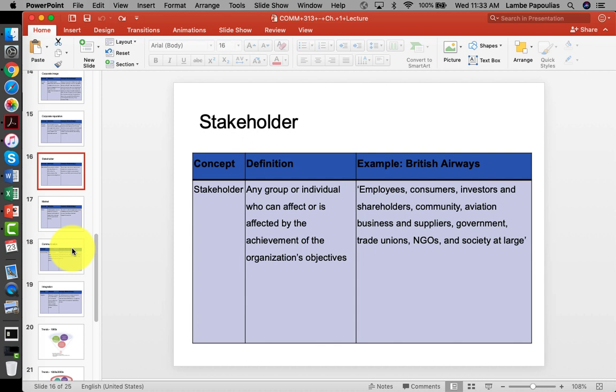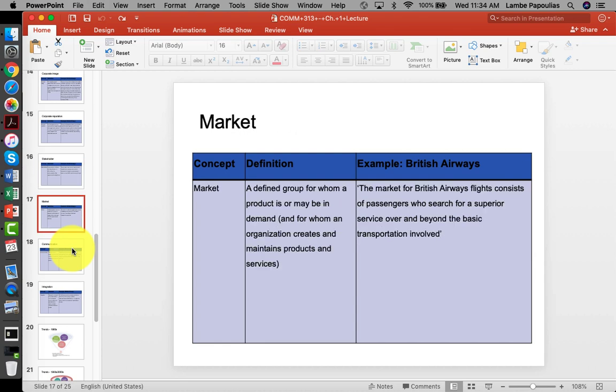So we have stakeholders. This is any group or individual who can affect or is affected by the achievement of the organization's objectives. So for British Airways, you have employees, consumers, investors, shareholders, the community, aviation business, the suppliers, government, trade unions, NGOs, and society at large. So the people who create the food that you put on the airplanes, they're a stakeholder in British Airways. So you could see stakeholders are a wide variety of people, groups, and individuals.